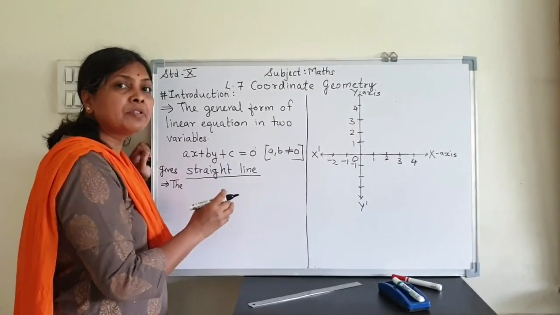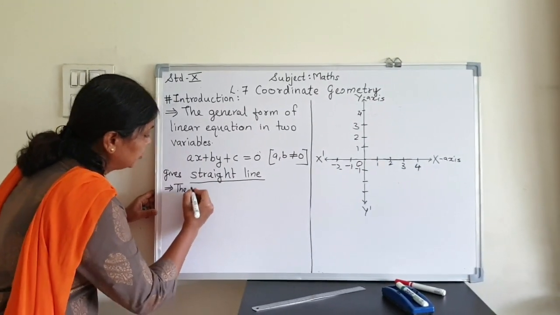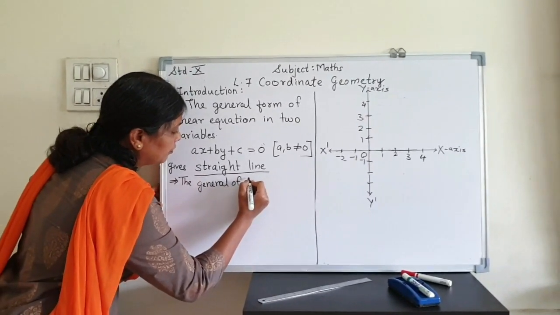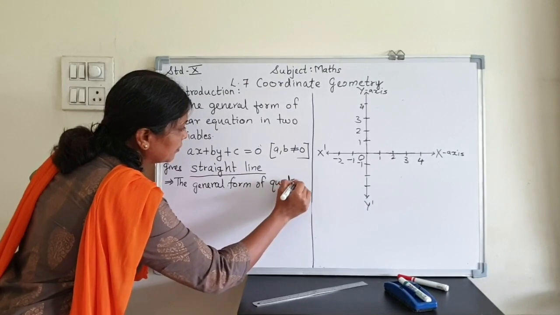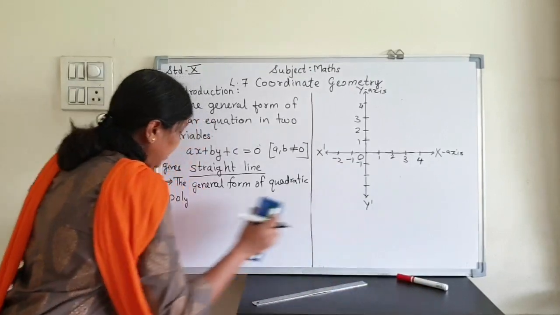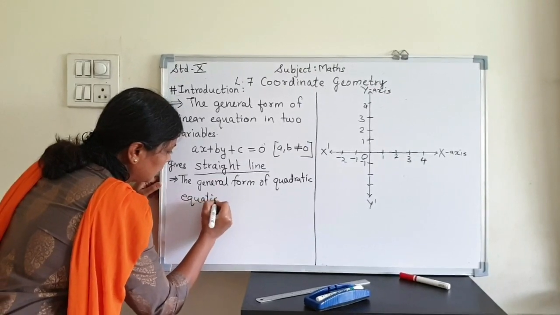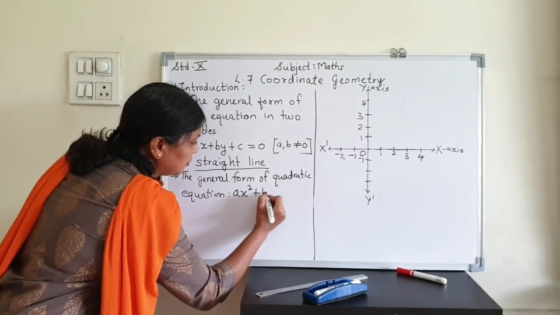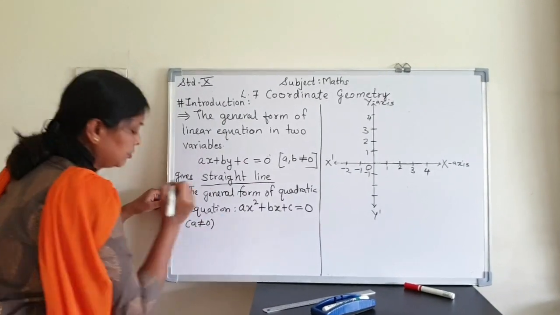You have also studied in lesson number 2 of this grade polynomials, the quadratic polynomial. So the general form of quadratic polynomial, or we say quadratic equation, is ax squared plus bx plus c is equal to 0, where a should not be 0.